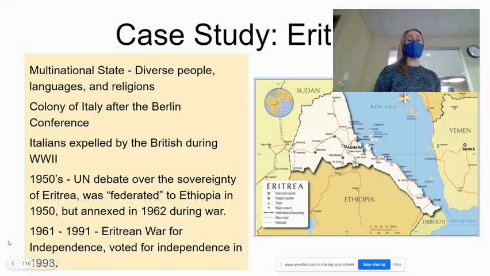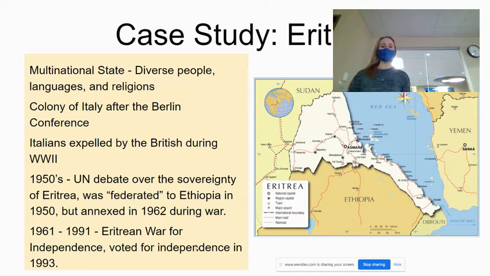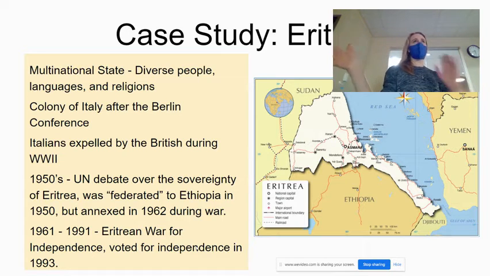In the 1950s, the United Nations debated over the sovereignty of Eritrea. And basically, the United Nations, instead of giving Eritrea its own independence, basically gave it to Ethiopia. So from the 1950s to 1993, Eritrea was part of Ethiopia, but also fought in a very long, 30-year war for independence. And so within Eritrea, even though they were multinational, even though there were many different groups living within Eritrea, there were rebel groups that were constantly fighting for 30 straight years for independence from Ethiopia, and finally were granted independence in 1993.